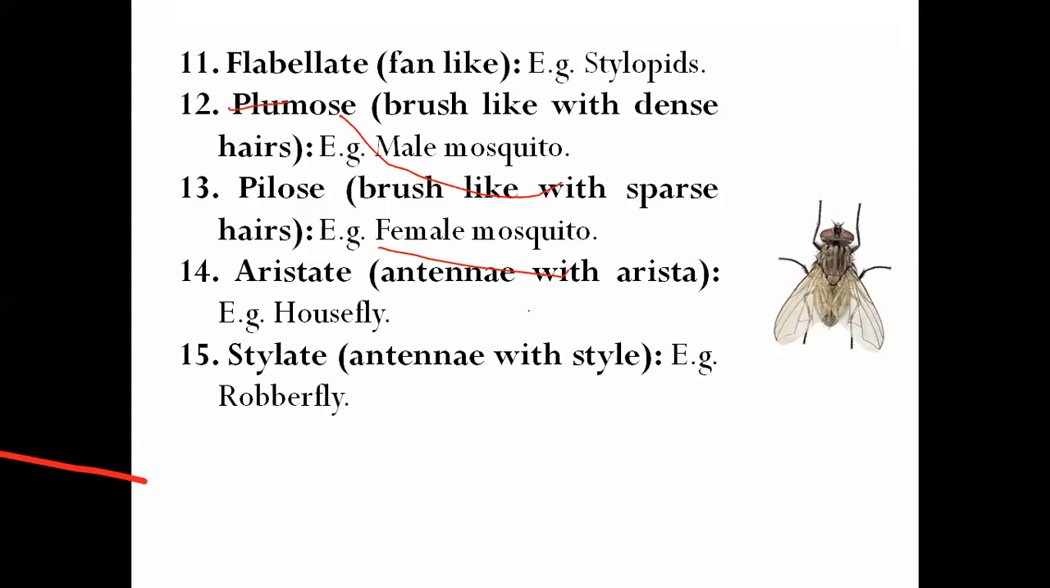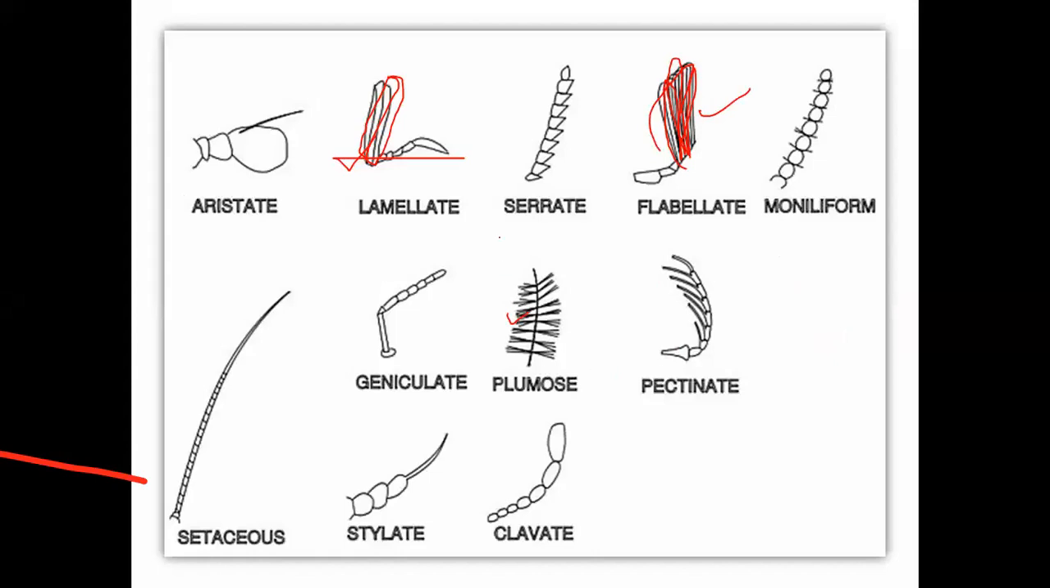Aristate type of antenna means what? Antennae are three segmented only. On the upper side of the antenna, the third segment is enlarged, and it bears a conspicuous arista, a bristle-like structure. That is called the arista. Look at this picture. The arista, three segmented: 1, 2, 3. Okay, this is the aristate type of antenna.